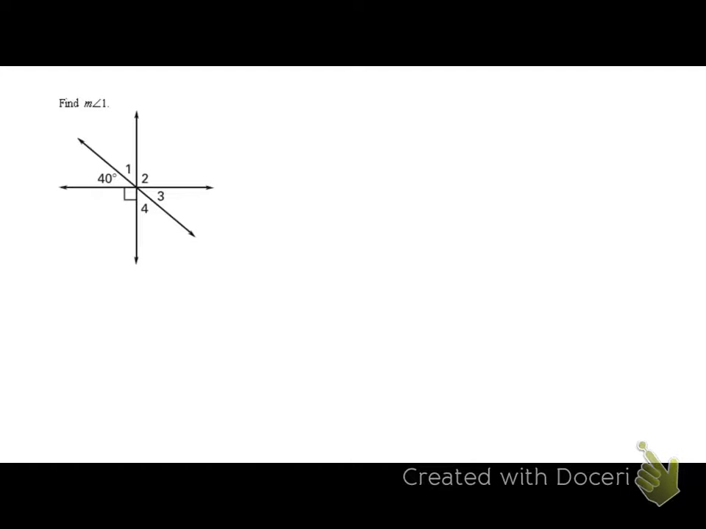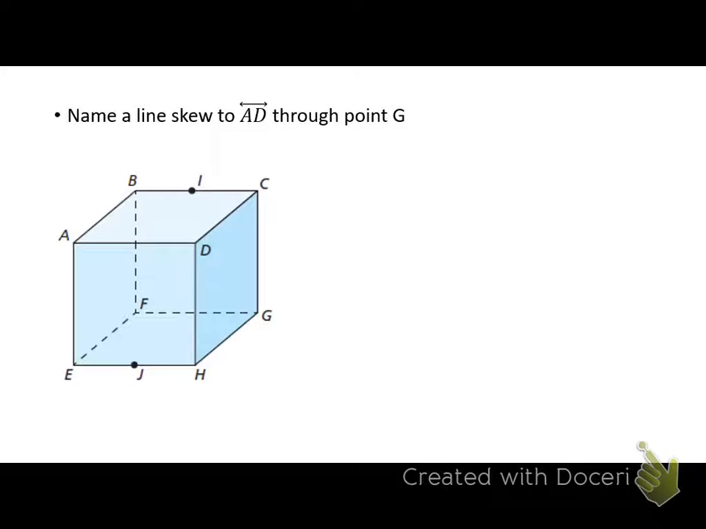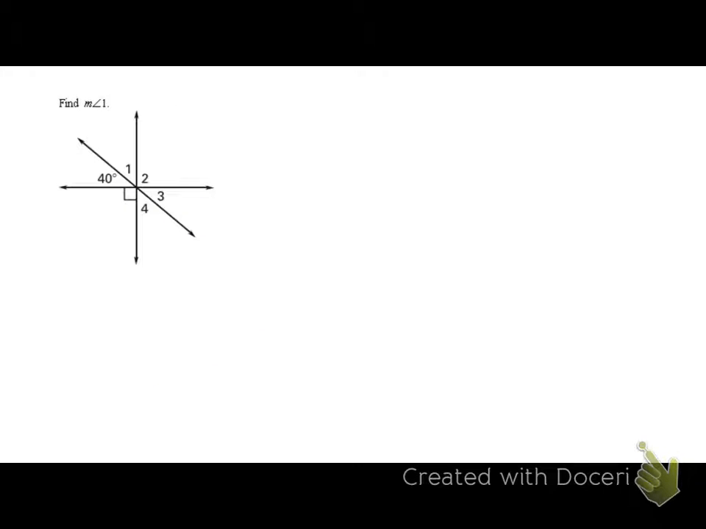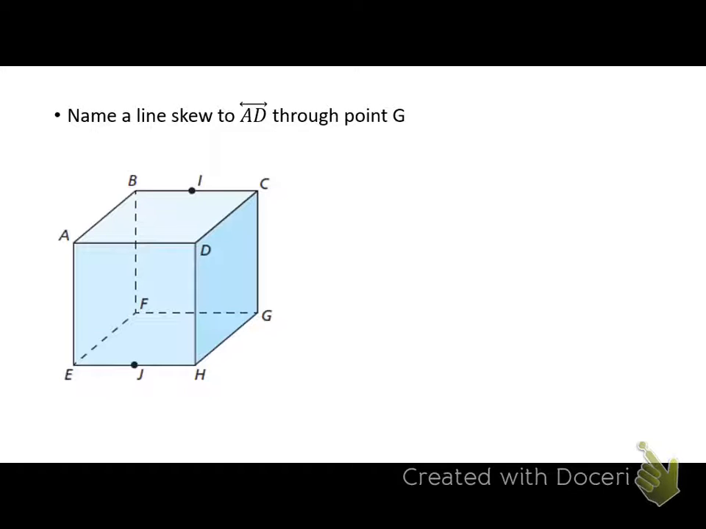Good. Webster's. Oh, it was 50. Sorry, I'm recording. It was 50. Because if this is a right angle, that means this is also a right angle, and 90 minus 40 makes 50. Name a line skew to AD through point G.